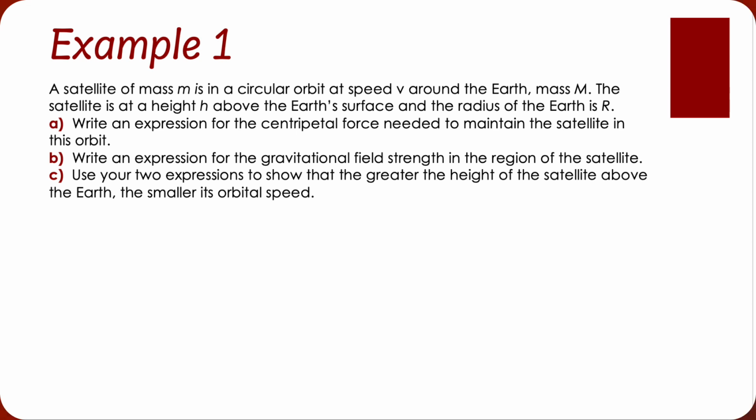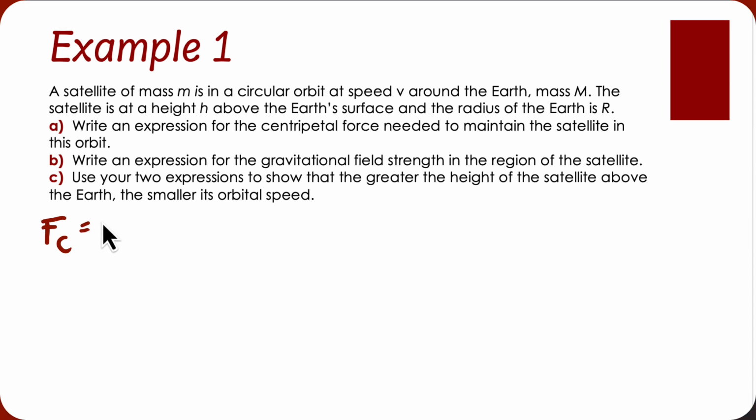Is this the distance from the center? Because remember, centripetal motion would be from the center of the Earth to the center of the satellite. Or is it just the height above the Earth? Write an expression for the centripetal force needed to maintain the satellite in the orbit. Well, from our centripetal motion, I'm going to use one of those equations. I'm going to use the very first one. So mass times centripetal acceleration, which will be mass times v, this would be the orbital speed, squared over r. And in this case, it's going to be the radius of the Earth, which they said was capital R, plus the height above the surface.